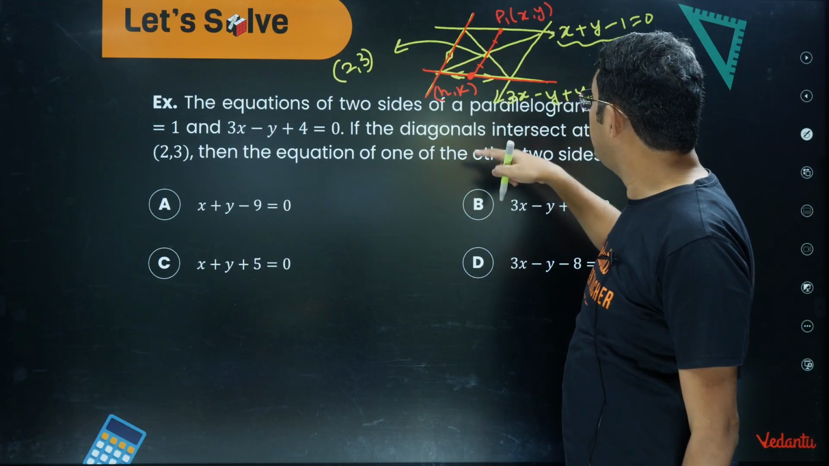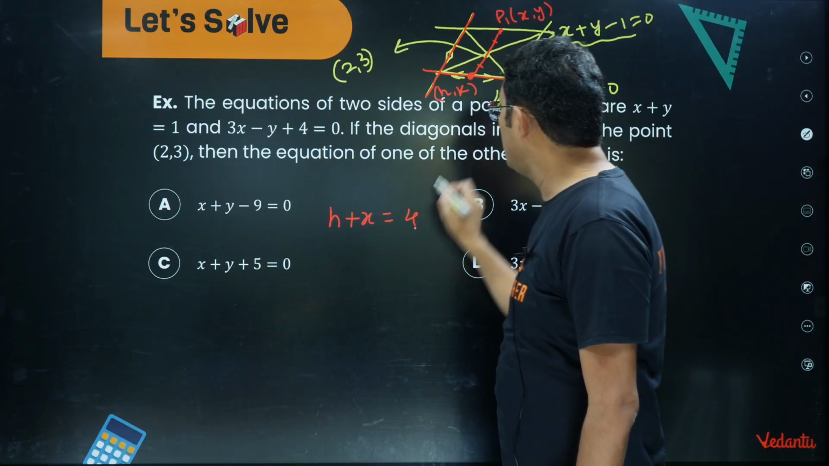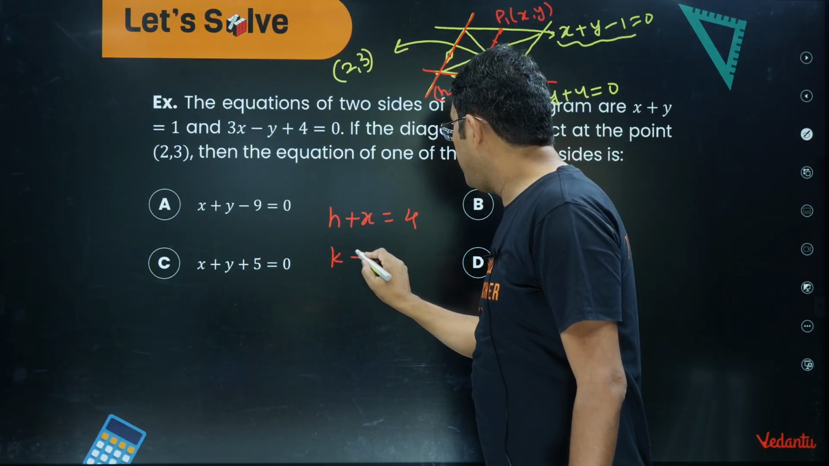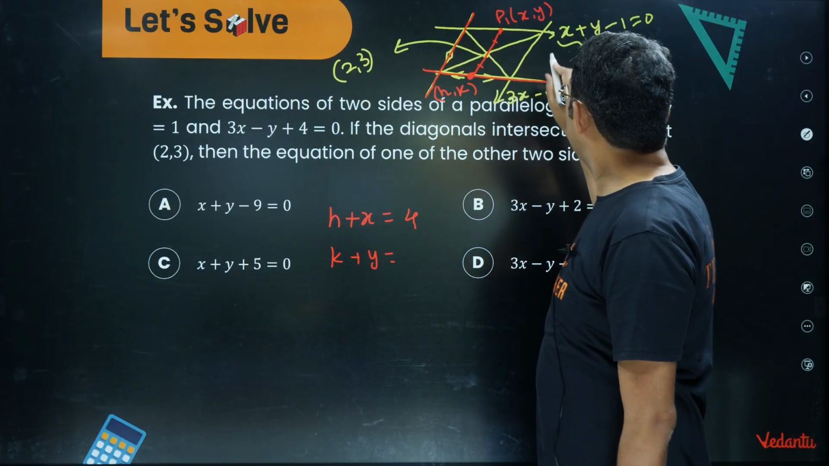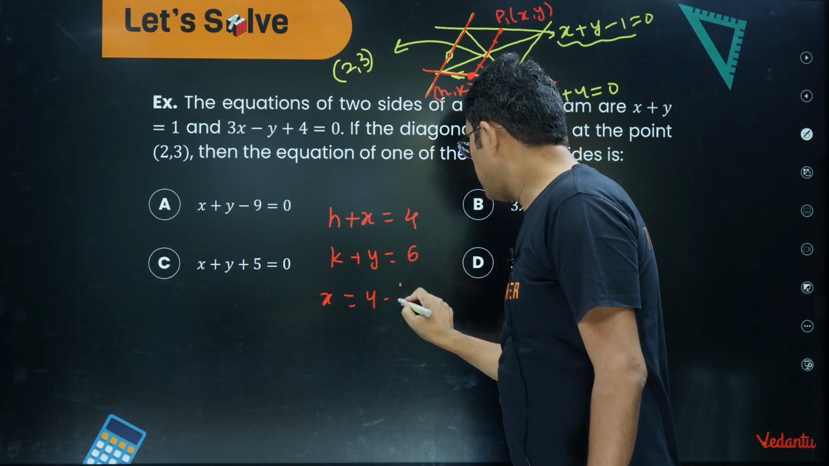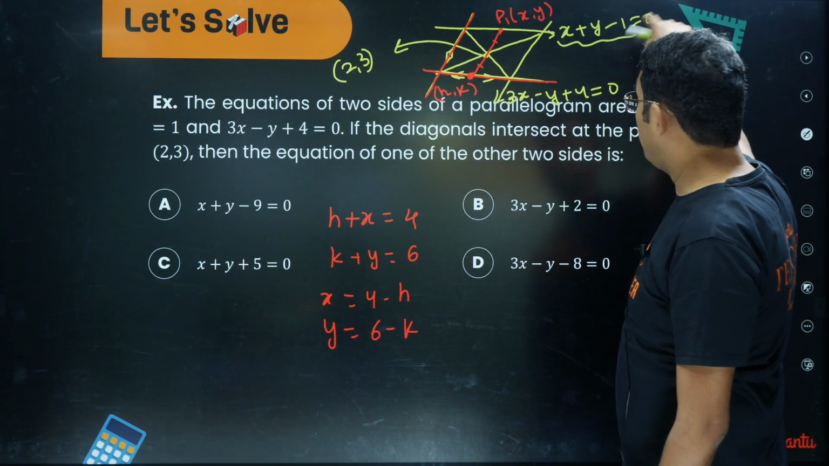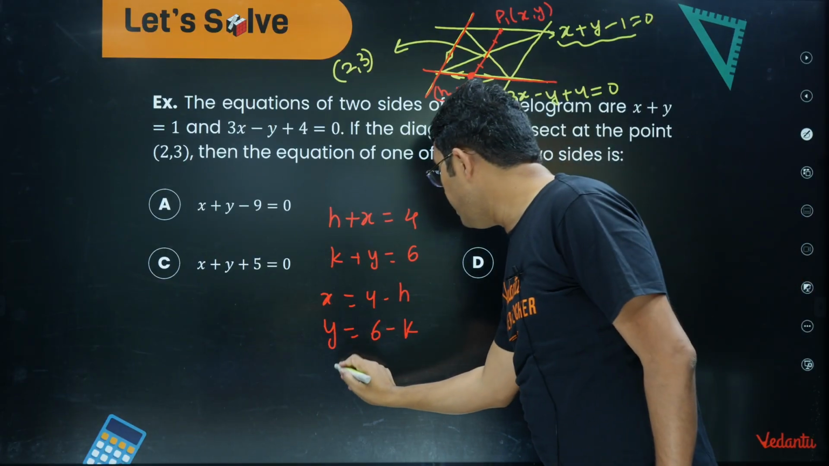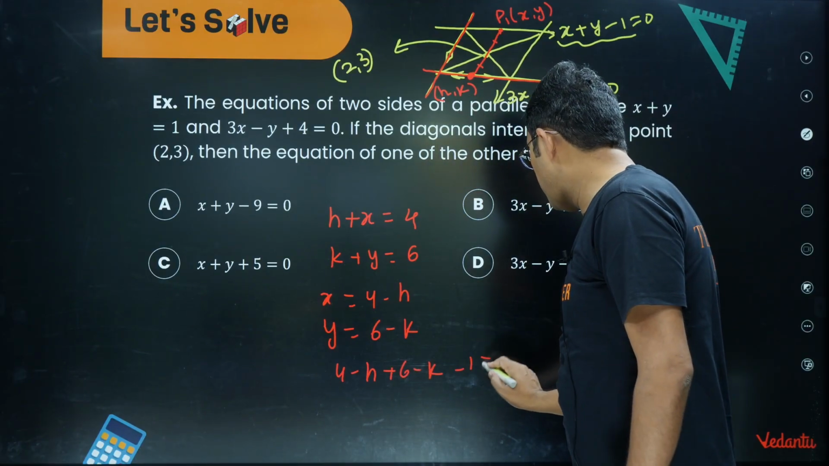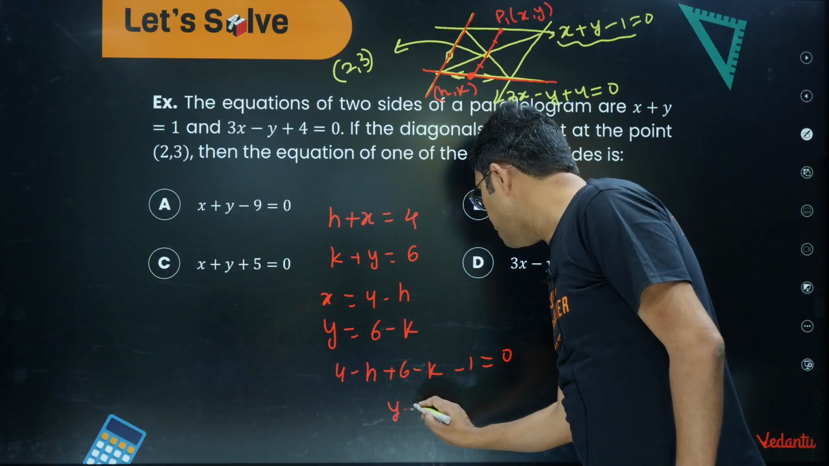So if I take the midpoint formula, we get (h plus x) upon 2 is equal to 2. So h plus x is equal to 4. And similarly, k plus y is equal to 6. So x will be 4 minus h and y will be 6 minus k. And this (x, y) should satisfy this line, which means it becomes 4 minus h plus 6 minus k minus 1 equal to 0. So replacing h by x and k by y, you get the equation of that line.